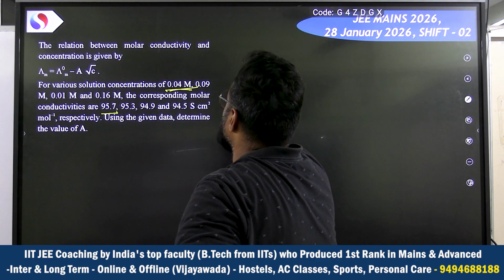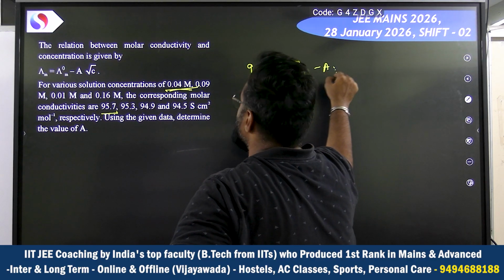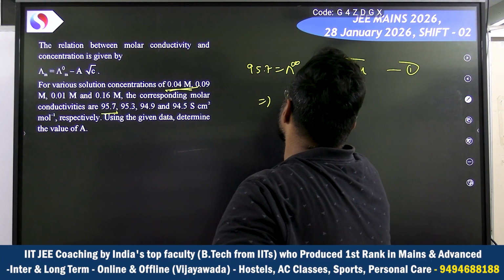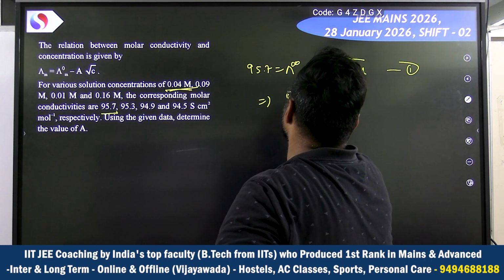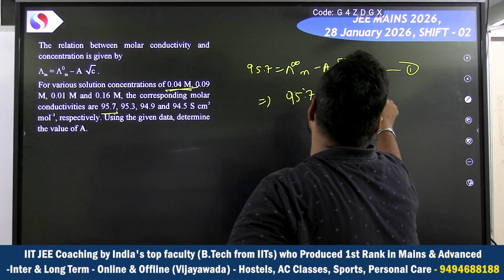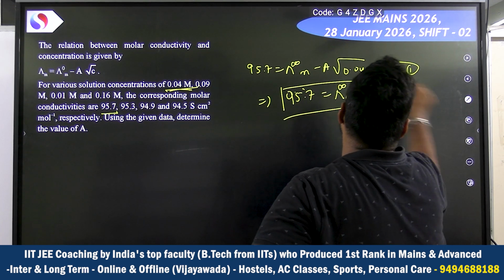95.7 is equal to lambda infinity m minus a under root 0.04. Equation number 1. Solve this. 95.7 is equal to lambda infinity m minus, कितना हो जाएगा इसका, 0.2a. This is our equation number 1.